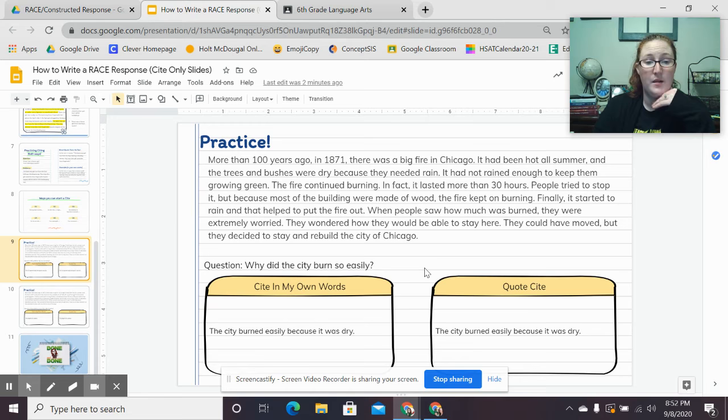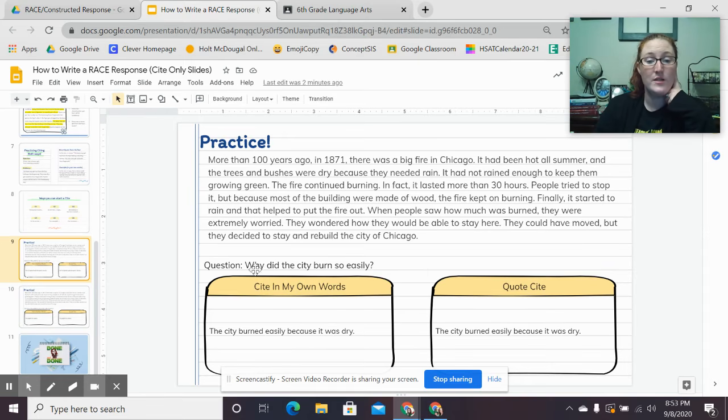People tried to stop it, but because most of the buildings were made of wood, the fire kept on burning. Finally, it started to rain, and that helped put the fire out. When the people saw how much was burned, they were extremely worried. They wondered how they would be able to stay here. They could have moved, but they decided to stay and rebuild the city of Chicago.